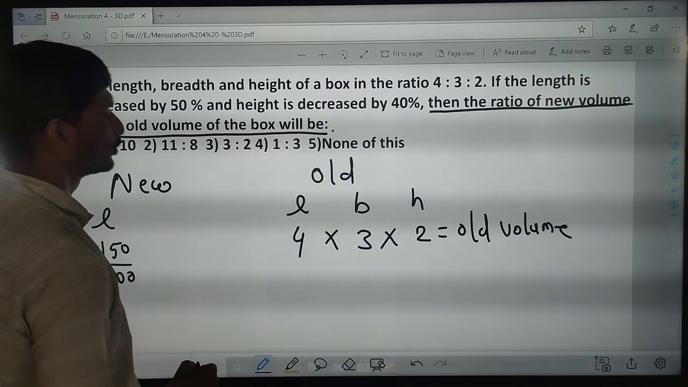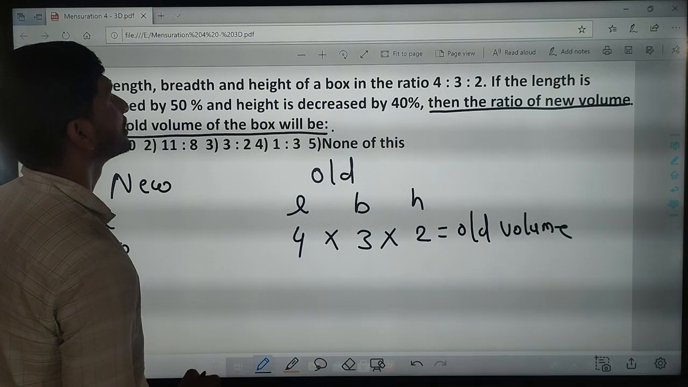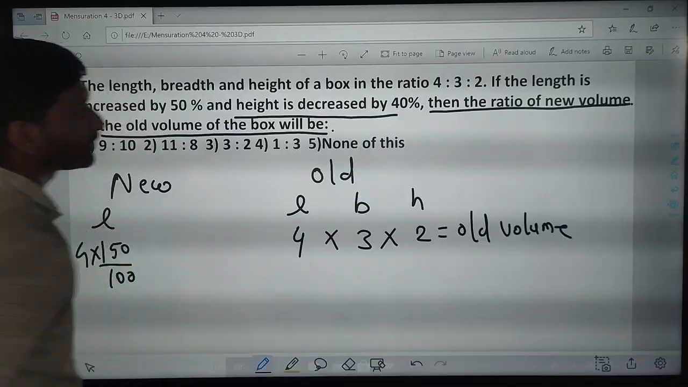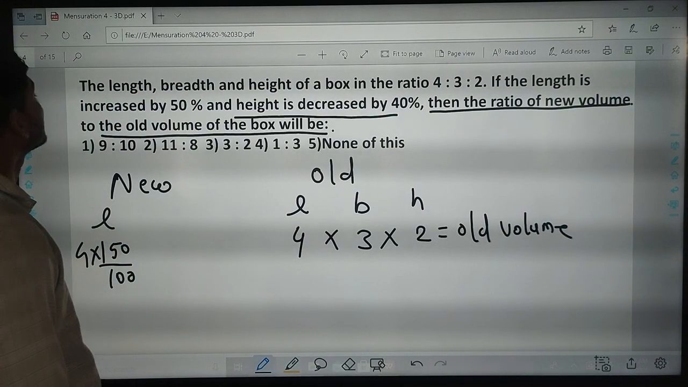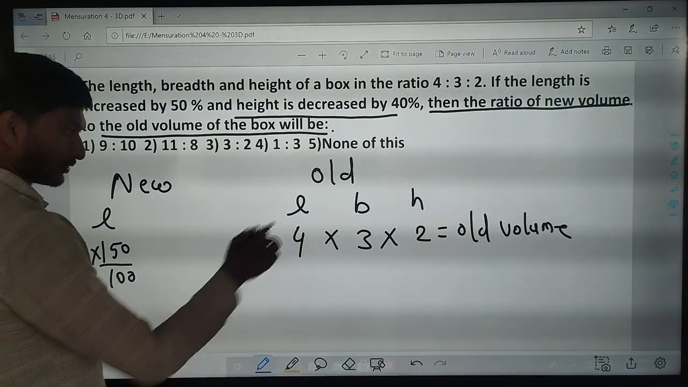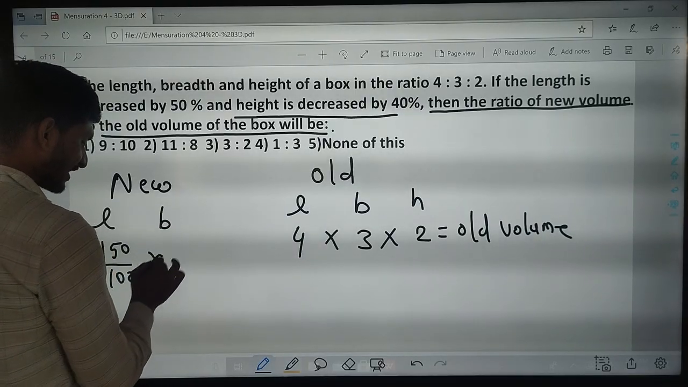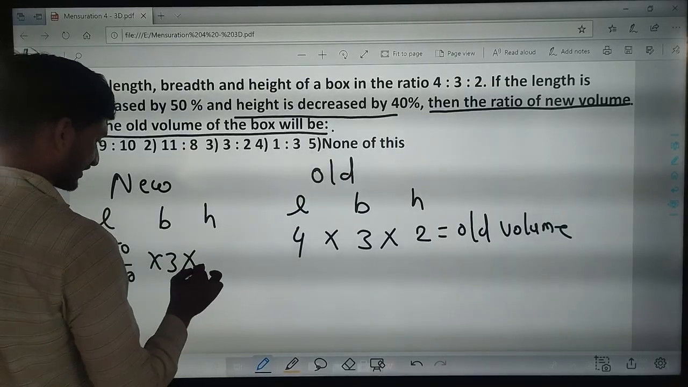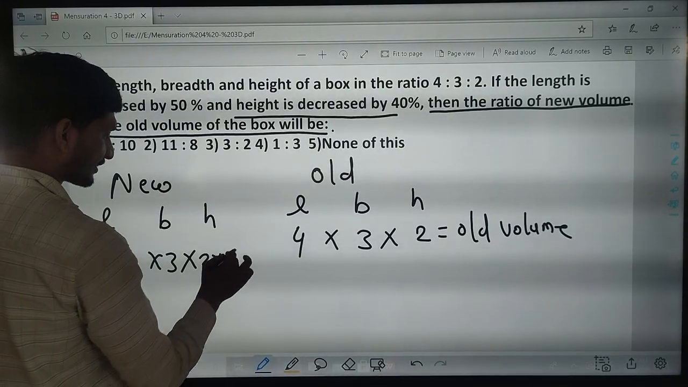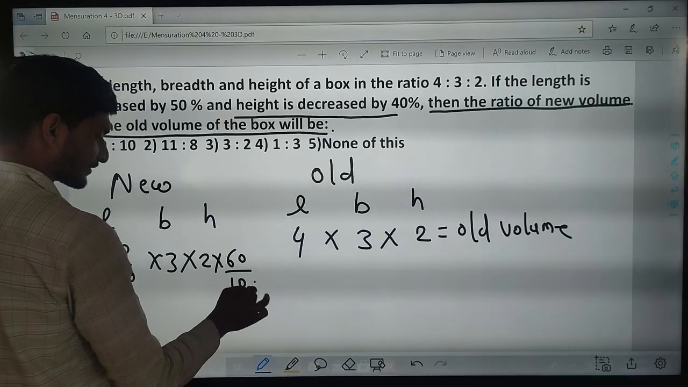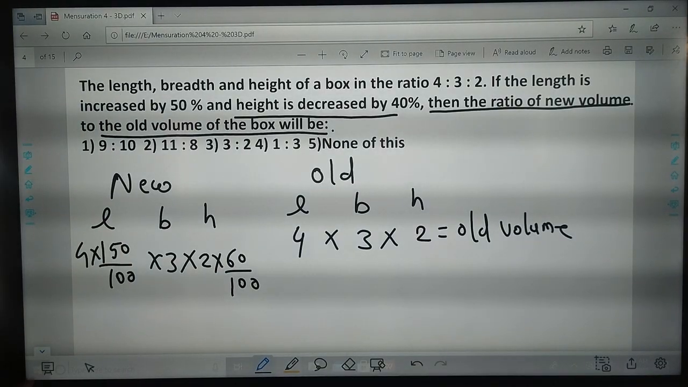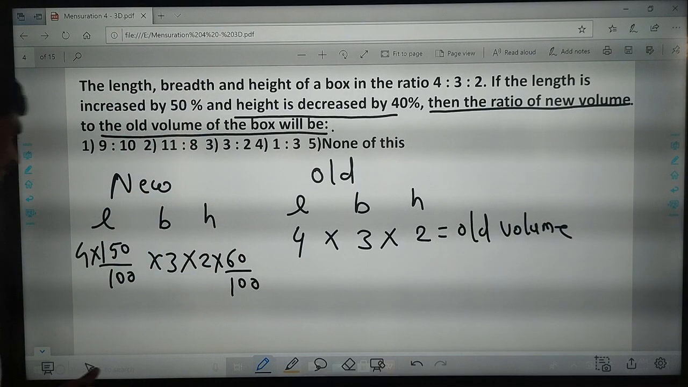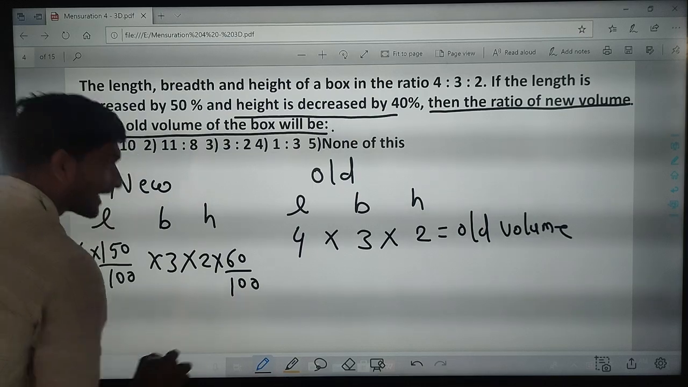Then your height is decreased by 40%. Breadth is the same. Length is increased by 50%. Your breadth is the same, and your height is decreased by 40%. Height is 2, decreased by 40%, then we write 60 divided by 100. Now here this is the new value, this is the old value. Now we get the ratio of these two.